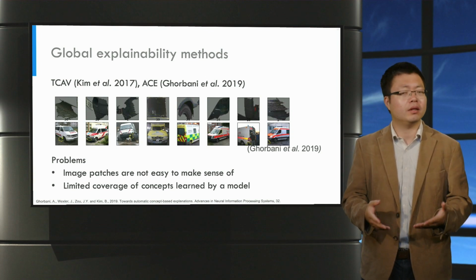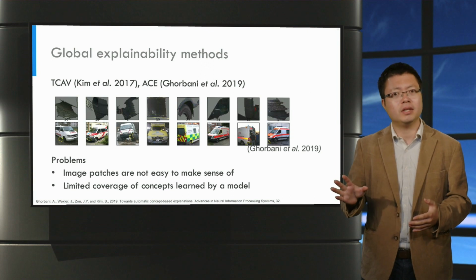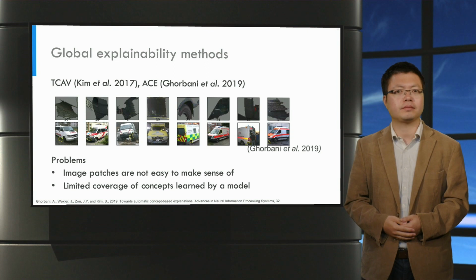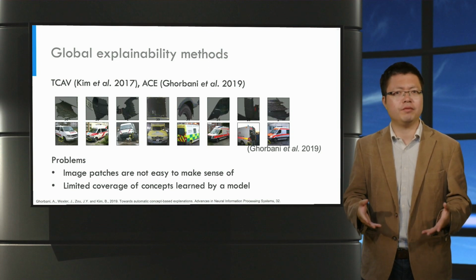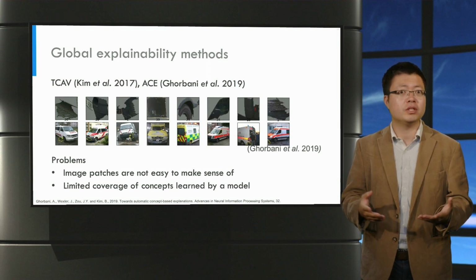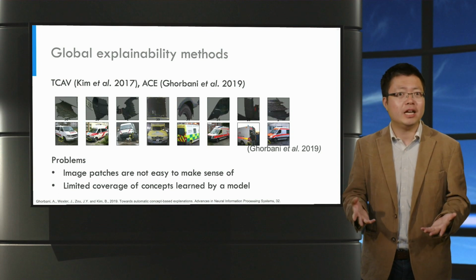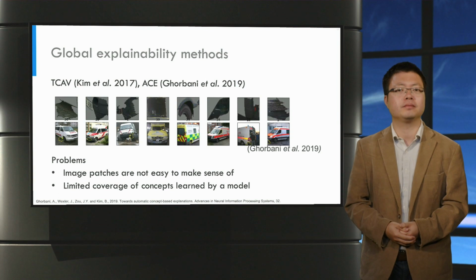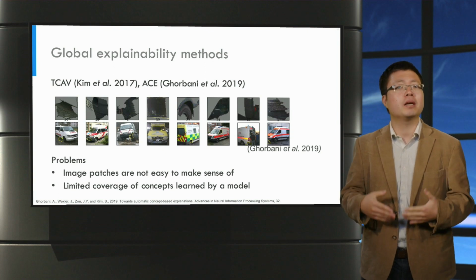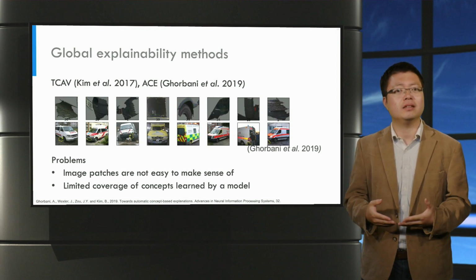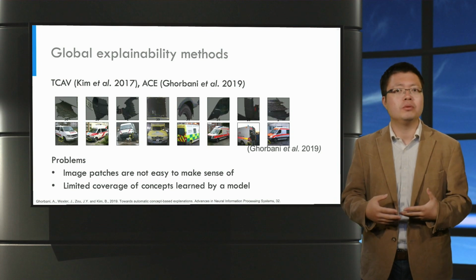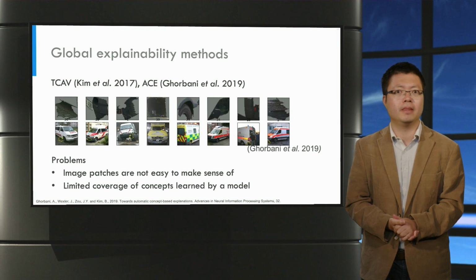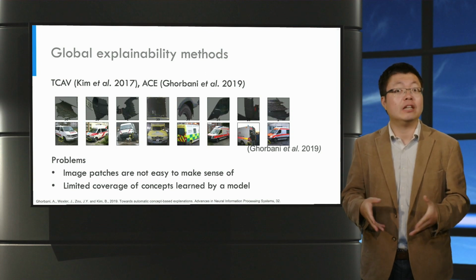For example, look at those image patches that are supposed to represent a concept learned by the model. It's not clear if they show the wheels, the pavement, the combination, or simply the gray color. So a big problem of those methods is that it requires effort to make sense of the output of the explanation method. A problem of intelligibility.